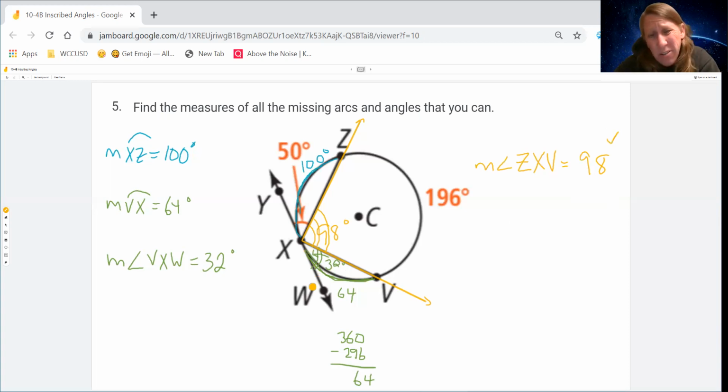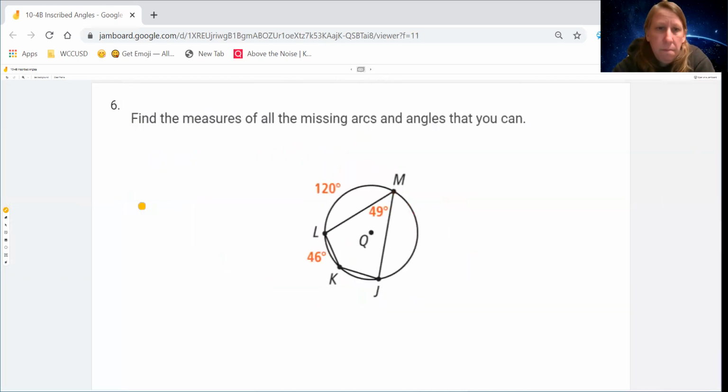I think we did it. I don't see any other arcs or angles that we can figure out here. So go us. Let's do more. Find the measure of all the missing arcs and angles that you can. Awesome.